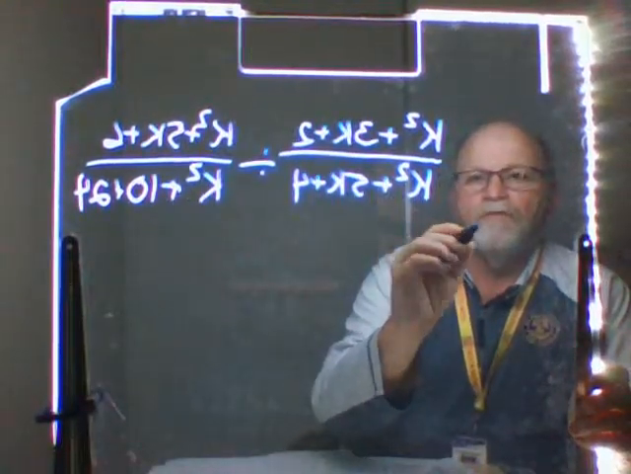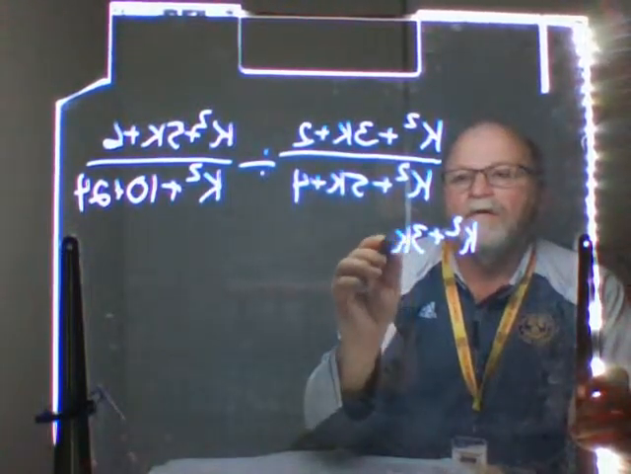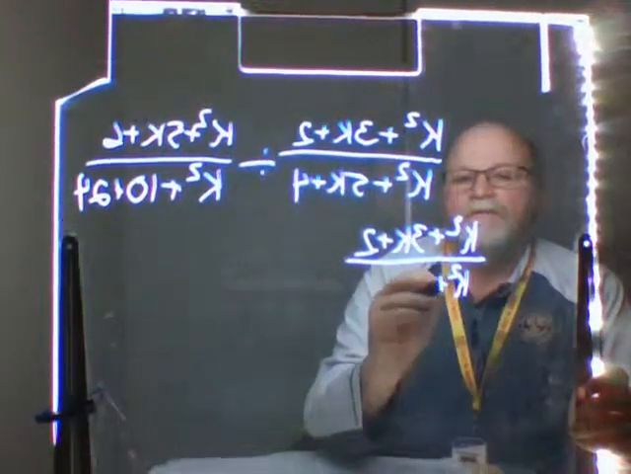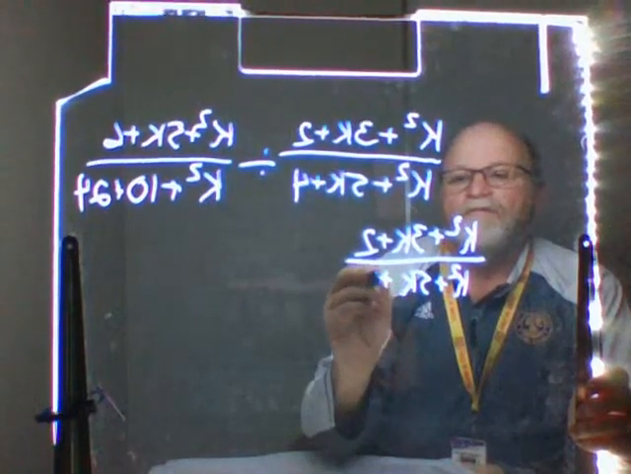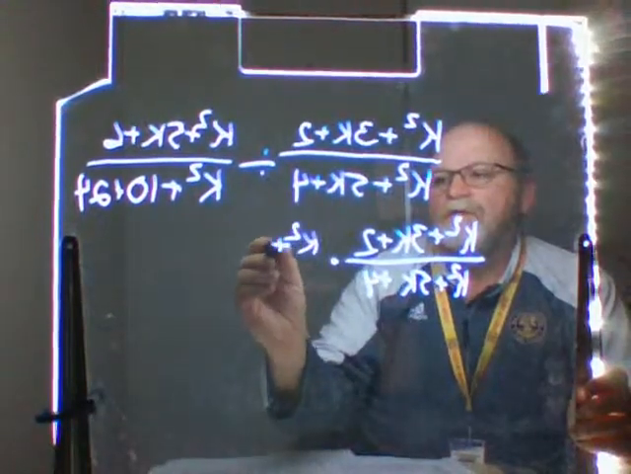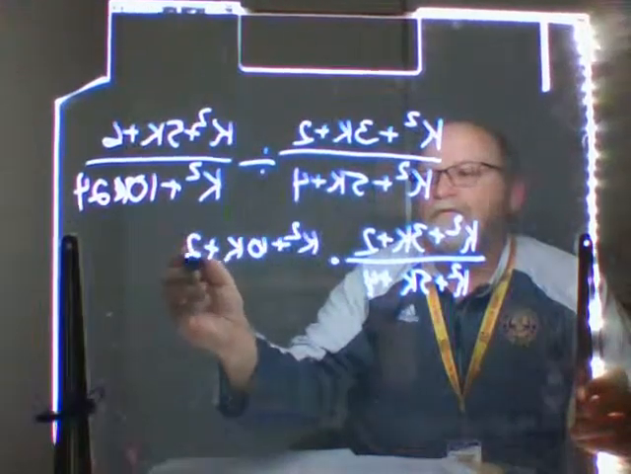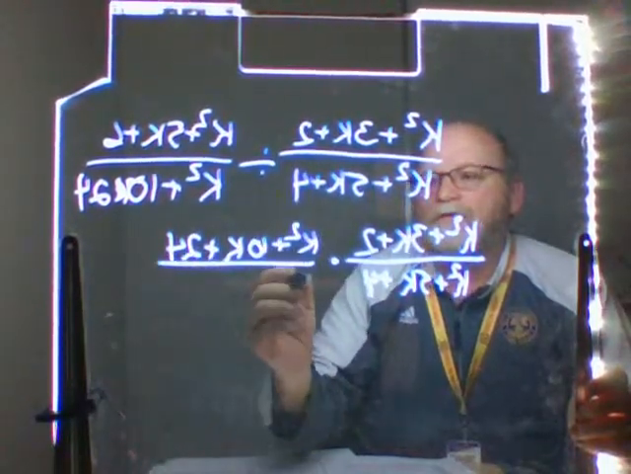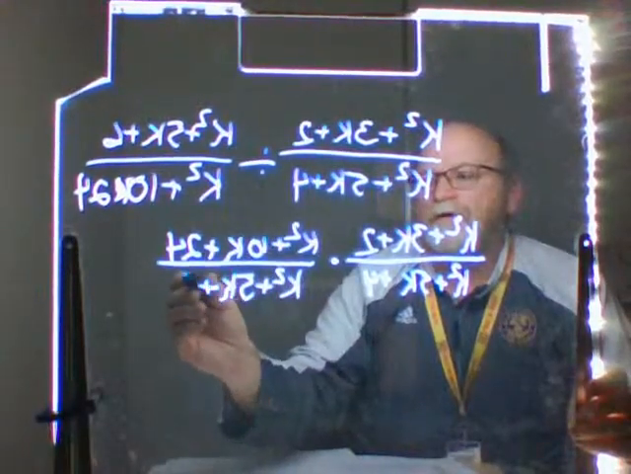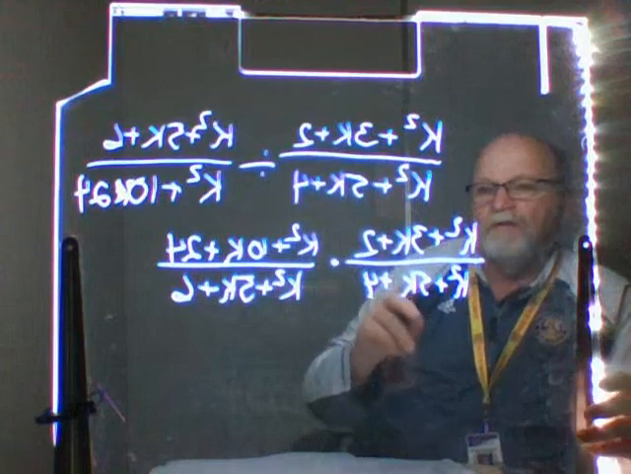I'm just going to rewrite it. I'm going to move it over a little too. So k squared plus 3k plus 2 divided by k squared plus 5k plus 4 times, all right, and then flip this, k squared plus 10k plus 24 over k squared plus 5k plus 6. All right, now we just need to go ahead and do some factoring, and then we can simplify to lowest terms, right?